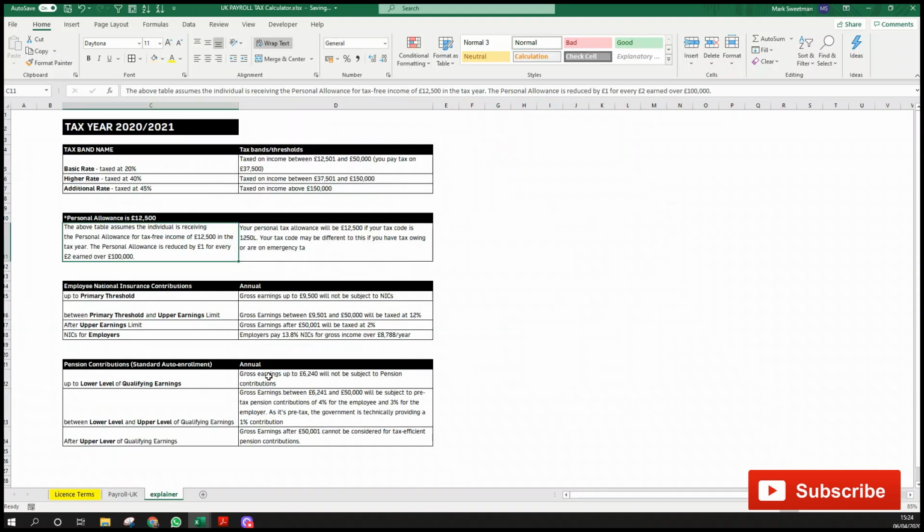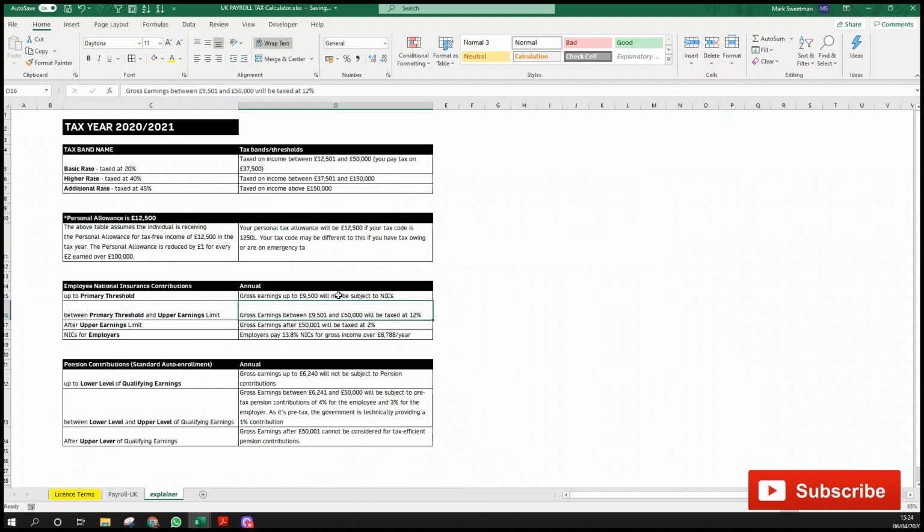Next, I'd like to just briefly explain this tax year's rates. The basic rate is still 20%, the higher rate is still 40% and the additional rate is still 45%. The tax bands haven't changed either. The basic rate is for income from 12,500 to 50,000. The higher rate is for income from 37,500 to 150,000. And the additional rate is tax on income above 150,000. The personal allowance deduction hasn't changed from 12,500. The personal allowance reducer has not changed either, so you're still reduced by £1 for every £2 earned over £100,000. So effectively, you lose your personal allowance if you earn more than 125,000 a year.